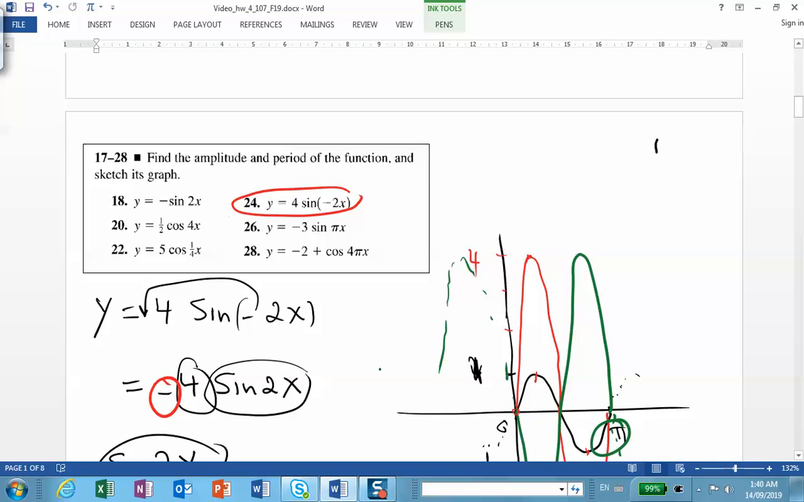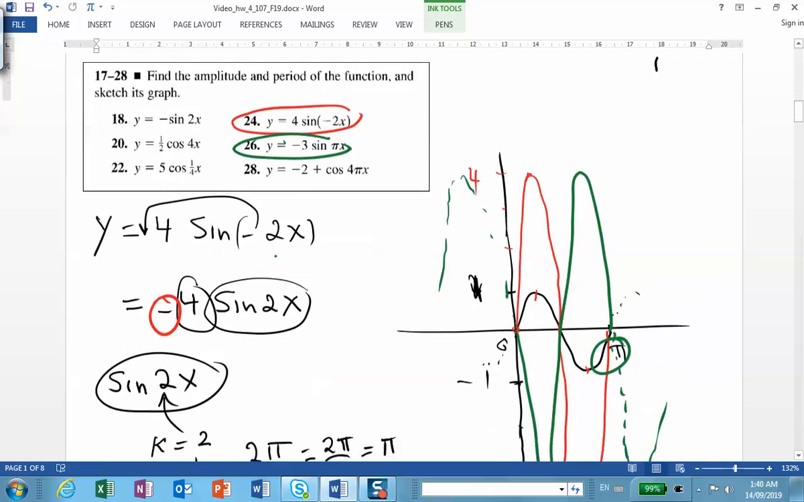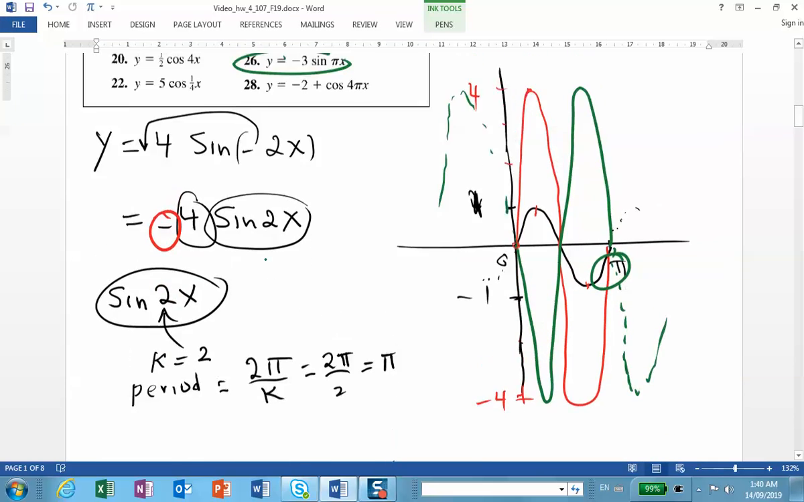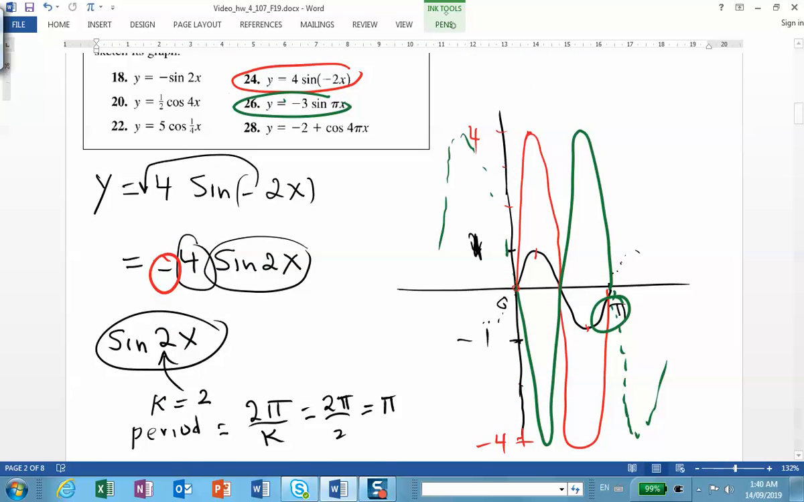Okay, let's do this one now. Right there. This one. y equal to minus 3 sine of pi x. And let's get rid of all the stuff that we don't want here. Oh, this is going to go, the red one is going to go.